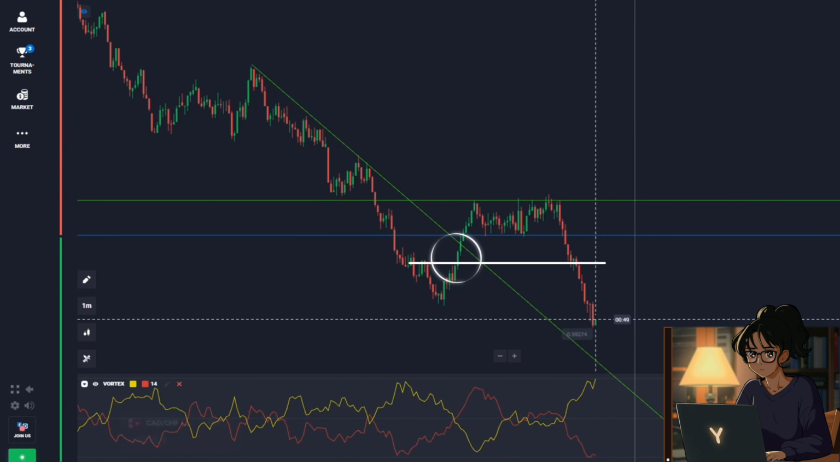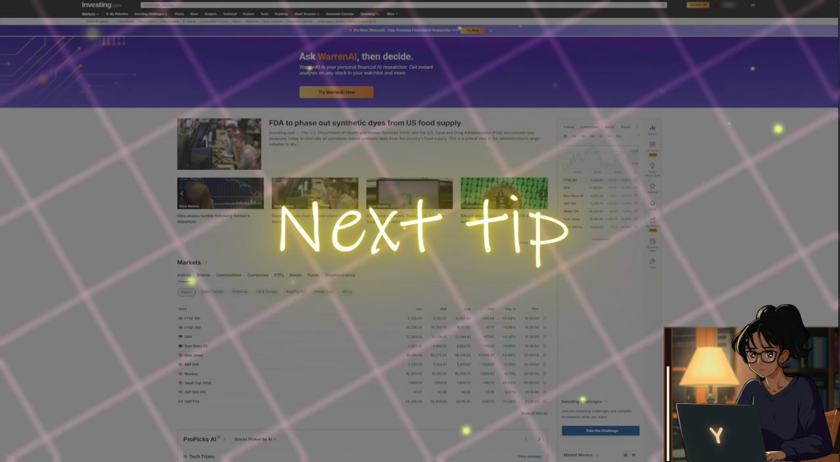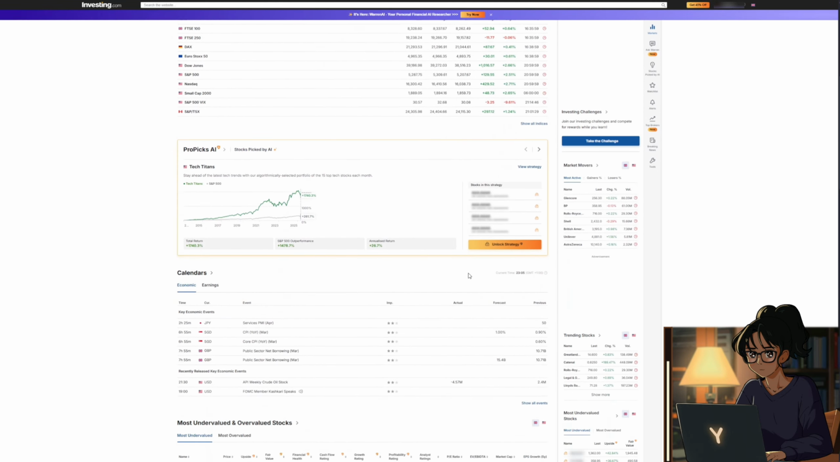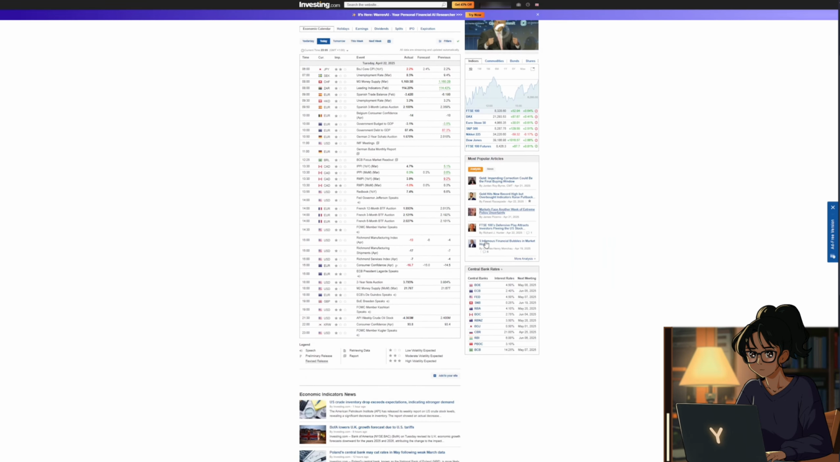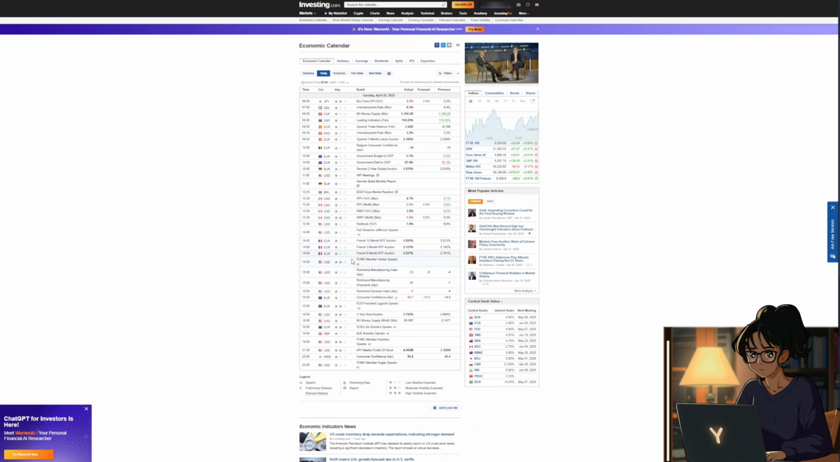Skip it. Next tip, before you start trading, always check the economic calendar. I use investing.com. During news releases, levels often don't work, and price just breaks through them. Best to wait it out during those periods.